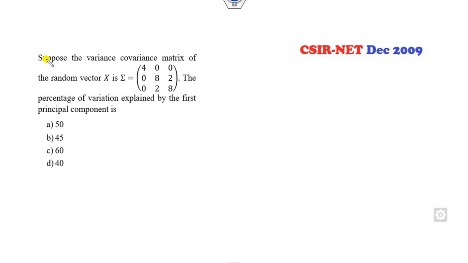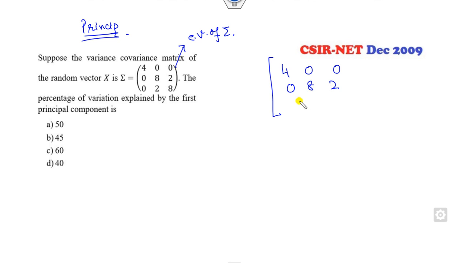Okay, now the next category is principal component. A very simple category. Always find the eigenvalues of this matrix. Now you can see how you can find the eigenvalues. There are two methods. Firstly, you can find this value, otherwise you can break it here. Now these two are 0, so one eigenvalue is 4.